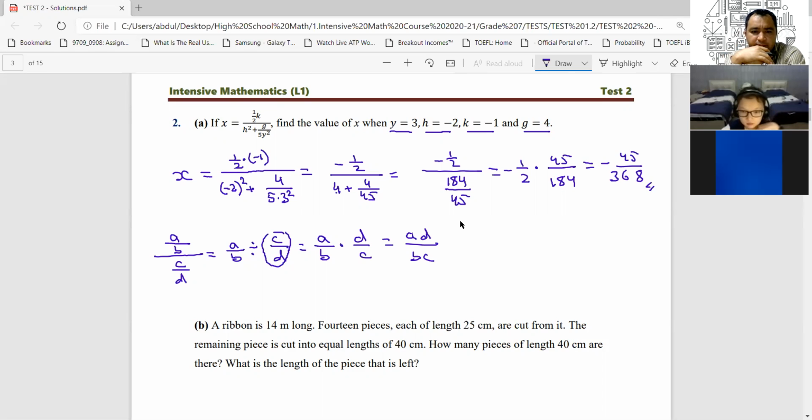A negative 1, H negative 2, it is 4, G, it is 4, and 5 times Y, it is 3 squared, and that is the answer. Good.